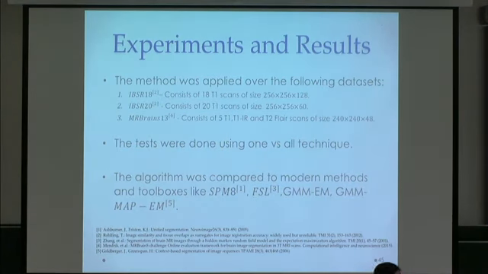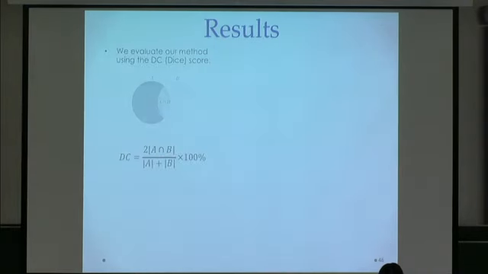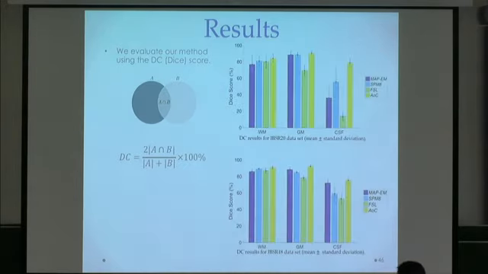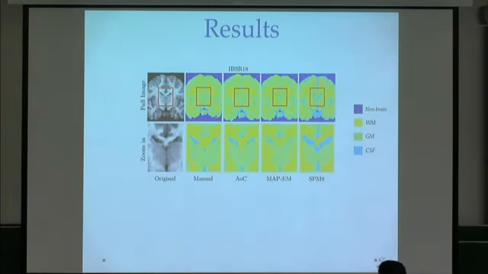So in order to test our approach, we used several publicly available data sets and use the dice measure in order to compare them. Now we need to show that we are better than the benchmark. And here you can see the dice score for the IBSR 20, IBSR 18 data set, and we compare it with few state-of-the-art method, and we show that we are better.